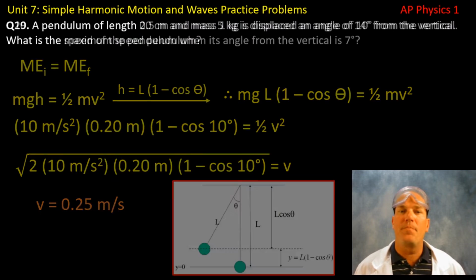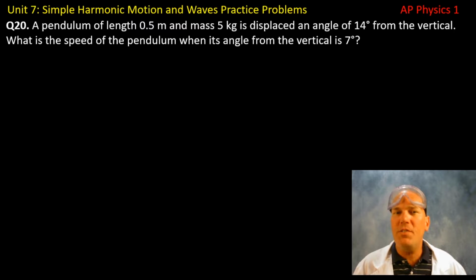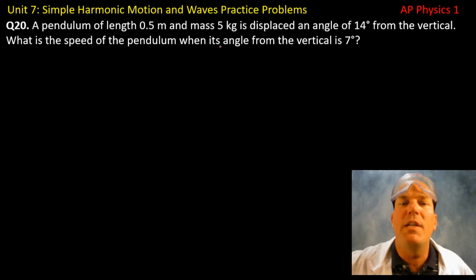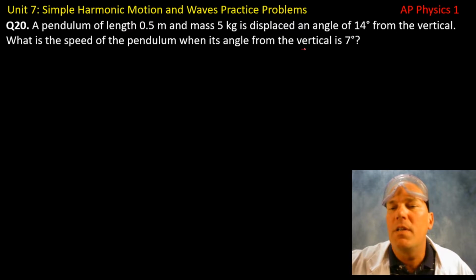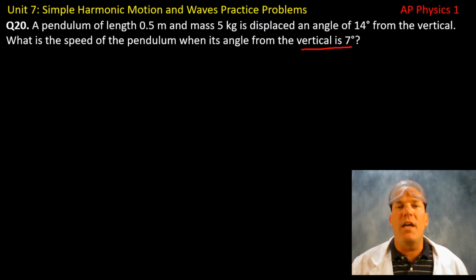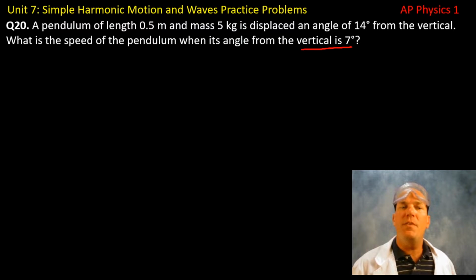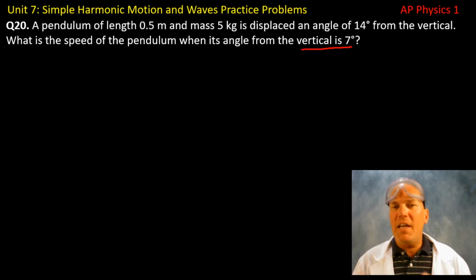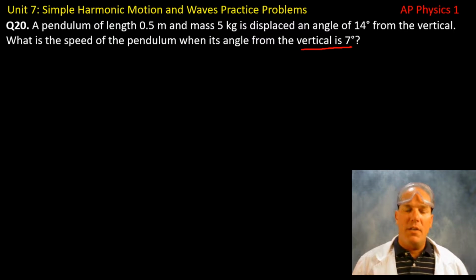Now, in question 20, a pendulum of length 0.5 meters and mass 5 kilograms is displaced an angle of 14 degrees from the vertical. What is the speed of the pendulum when its angle from the vertical is 7 degrees? This is a great question. I love this question. If you viewed the video solution for question 19, that was kind of a building up to this one.